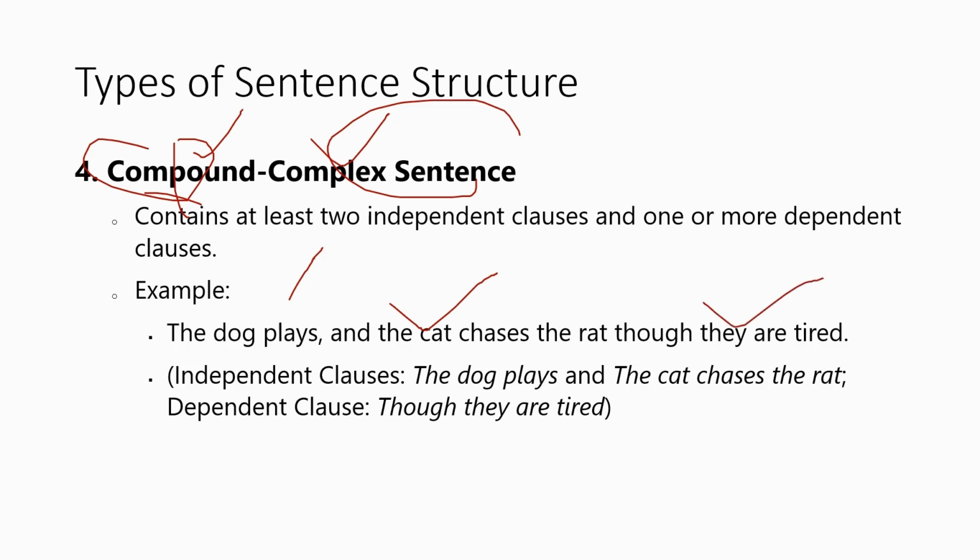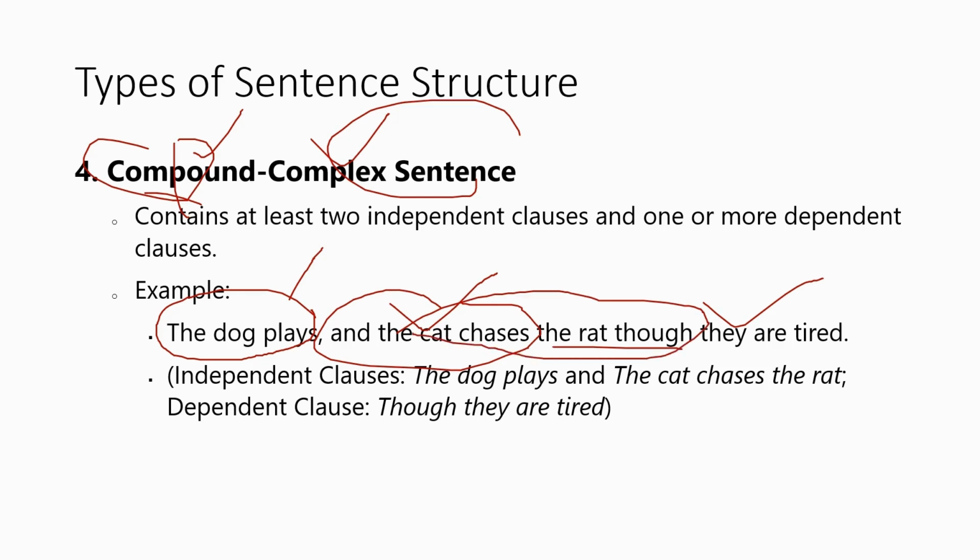So there are two parts. The dog plays, the cat chases the rat, though they are tired. "Though they are tired" is the dependent clause. And "the dog plays and the cat chases the rat" are independent clauses. It means they give meaning without considering the other part of the sentence. For example, "the dog plays," we can clearly understand its meaning. "The cat chases the rat" gives clear meaning.